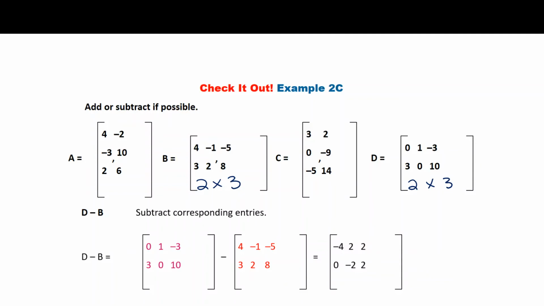And here you can see 0 take away 4 is -4, and they stay in the exact same place. Notice 10 take away 8 is 2. It stays in the same place. 0 take away 2 is -2. So there you have it.